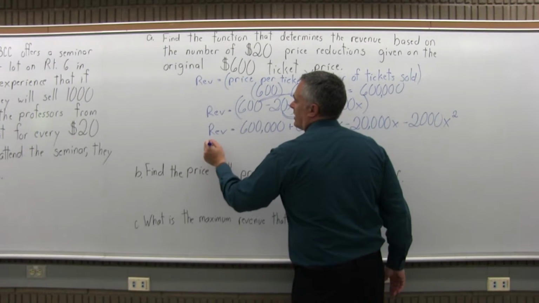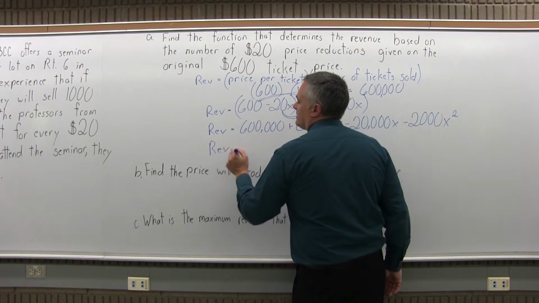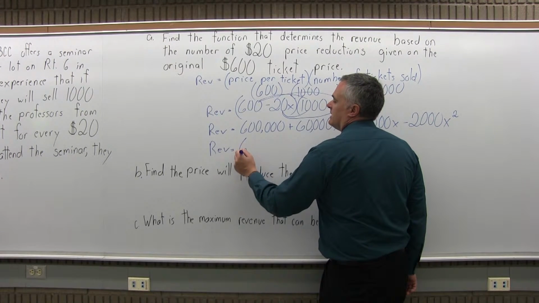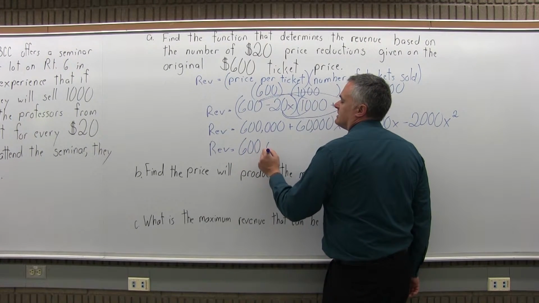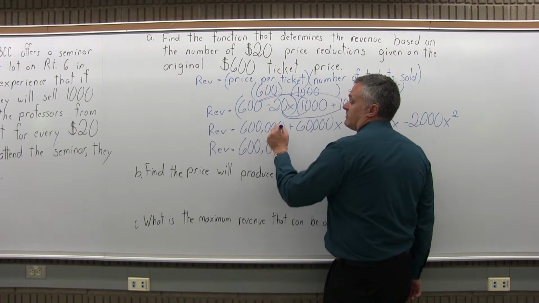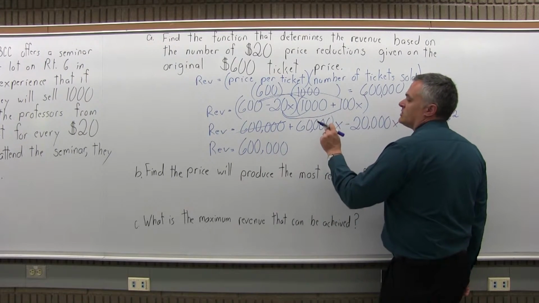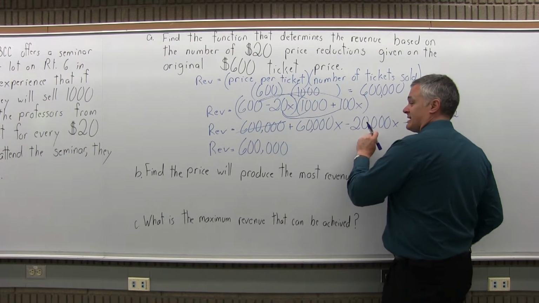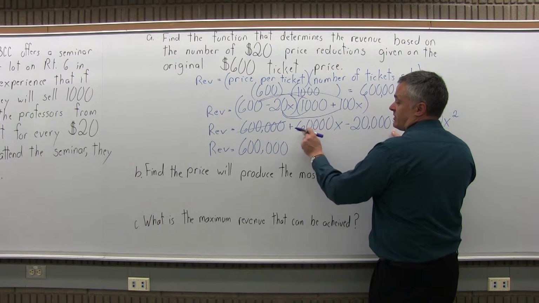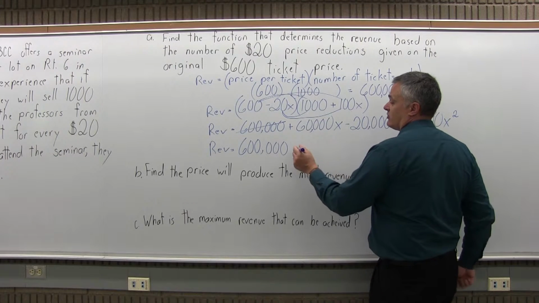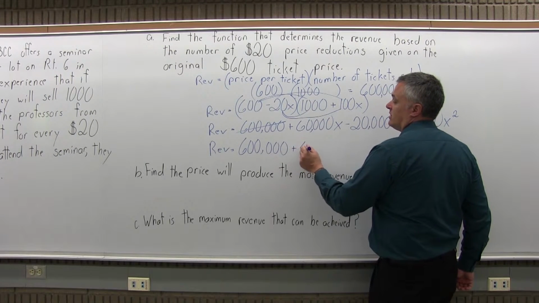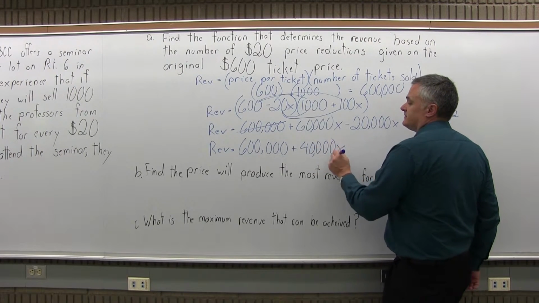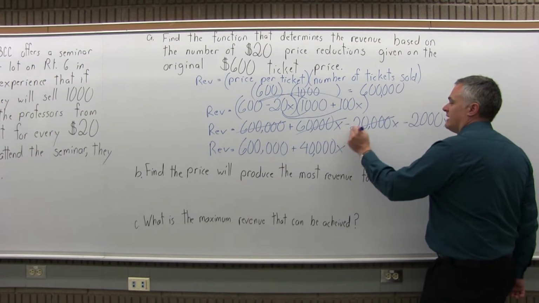So to finish off part A, my function that determines the revenue based on the number of $20 price reductions will be 600,000. That just comes right down from the top, so now that's done. So I have positive 60,000x, negative 20,000x. So they're both in terms of x to the first. Positive 60,000, negative 20,000 will be plus 40,000x. So that's done, that's done.